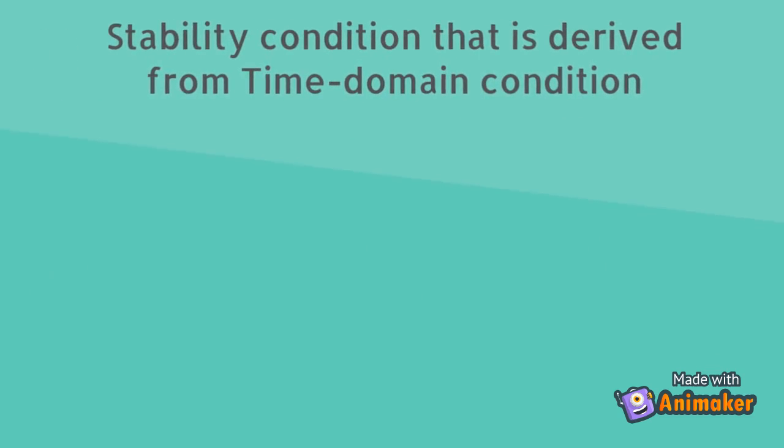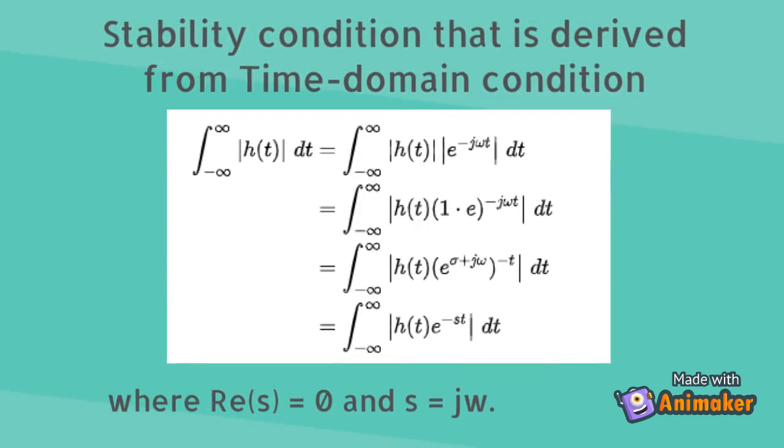Now we see the mathematical stability condition that is derived from the time domain conditions. For the time domain condition to be stable, we know that the integral from minus infinity to plus infinity of mod of h of t dt must be less than infinity. In this slide, we can write this integral as the integral from minus infinity to plus infinity of mod of h of t into mod of e power of j omega t dt, as mod of e power of minus j omega t is equal to 1.